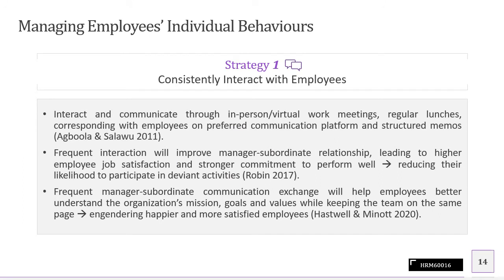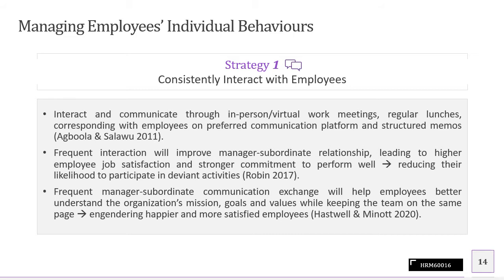First of all, managers should consistently interact and communicate with their subordinates through in-person or virtual work meetings, regular lunches, corresponding with employees on the majority preferred communication platform, and structured memos to show that the department or organization values the employees and is devoted to keeping good contact with them, which would instill a sense of worthiness and importance in employees. Furthermore, frequent manager-subordinate interaction is reported to improve managers' and subordinates' relationship, which will lead to higher employee job satisfaction and stronger commitment to perform well, reducing their likelihood to participate in deviant or detrimental activities.